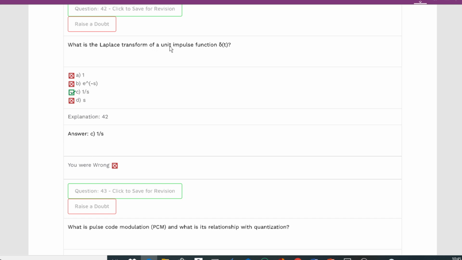What is the Laplace transform of unit impulse signals? Here the Laplace transform of the unit impulse signal is 1. Here option C is incorrect. Option A is correct here. So for unit step signals it is 1 by S, but for unit impulse signals option A is correct here. So option A is correct here.